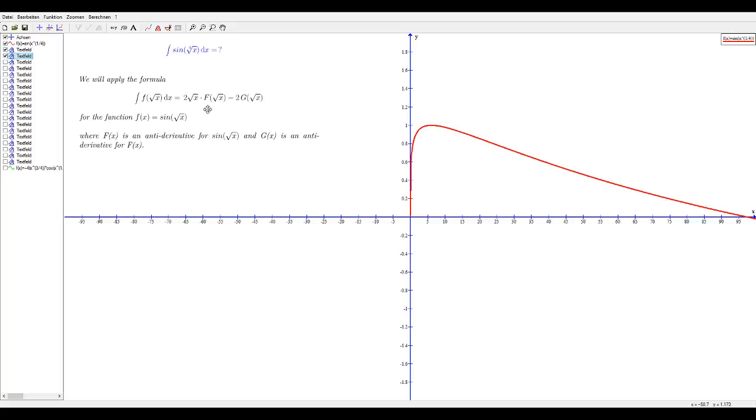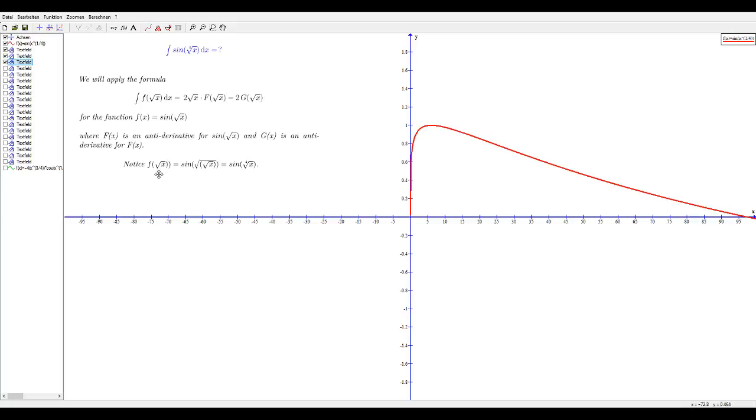All we had to do to apply this formula was to always integrate the outer function f twice, which in this case means integrating sine of square root of x twice. Because in the formula there's this capital F and this capital G, and capital F is just an antiderivative for f, which is sine of square root of x in our case, and capital G is just an antiderivative for capital F.